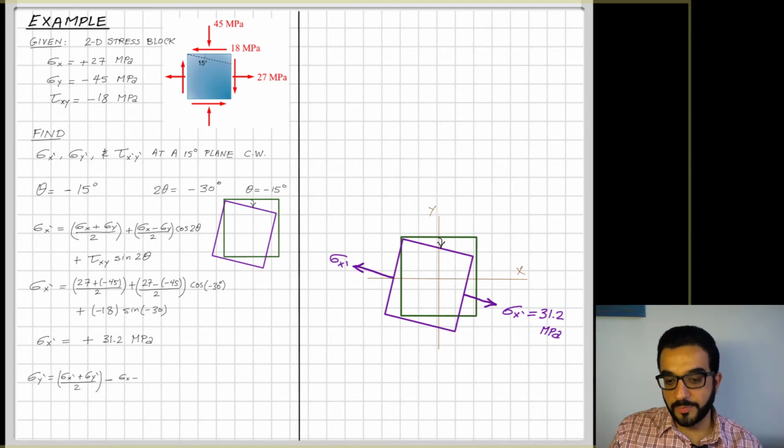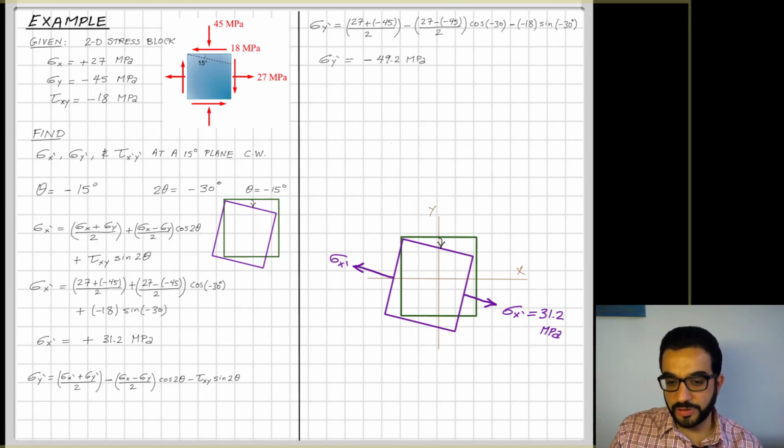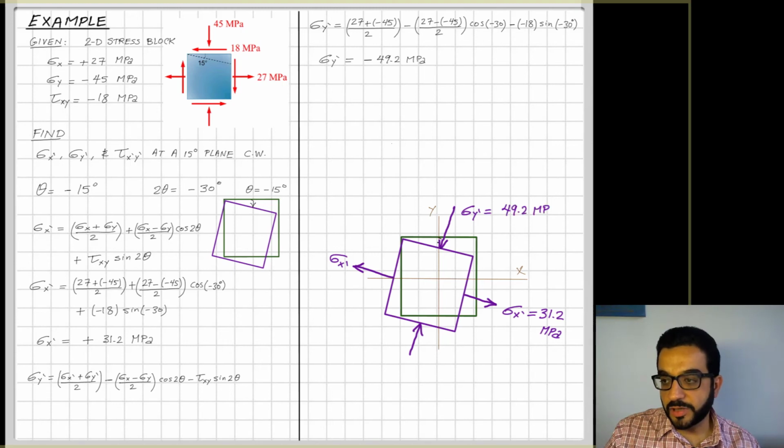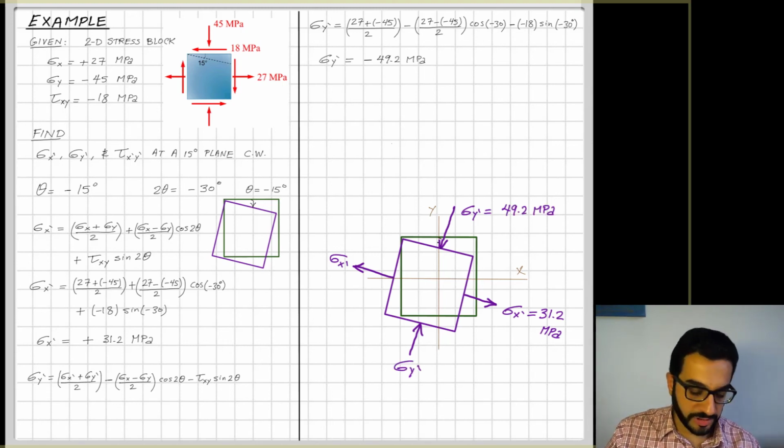Next is sigma y prime, and this is the formula I've shown in the slides. So you just plug in the values. You can see here that it's almost the same formula, but you're just flipping the signs between the different terms. And you will end up with sigma y prime equal to negative 49.2. So now you're having a compression, which means that it increased from 45 megapascal in the original orientation to 49.2 megapascal compression on that face with this orientation.